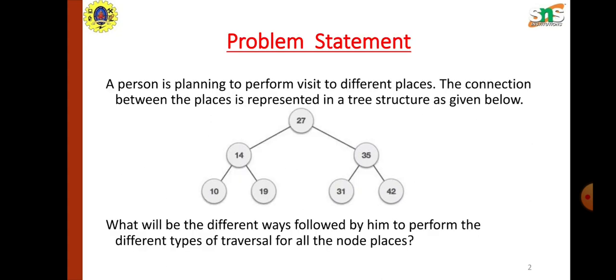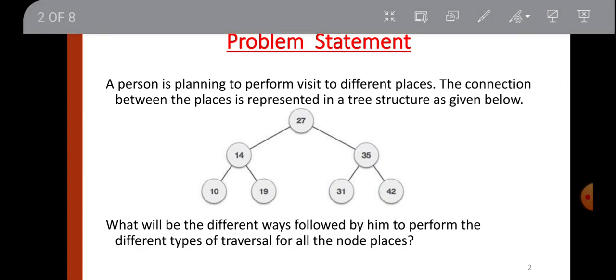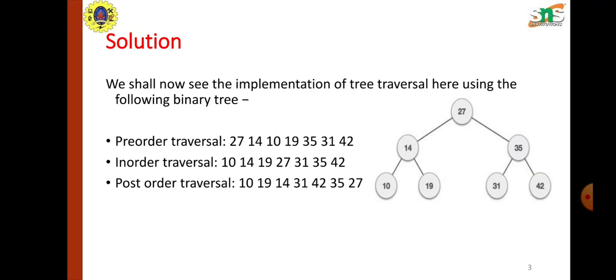Okay, this is the problem statement which has been given: a person is planning to visit 7 nodes, and the nodes are given with numbers, and we have to perform the different types of tree traversal for all the nodes. That is the question given. Okay, let's see how to solve this problem.